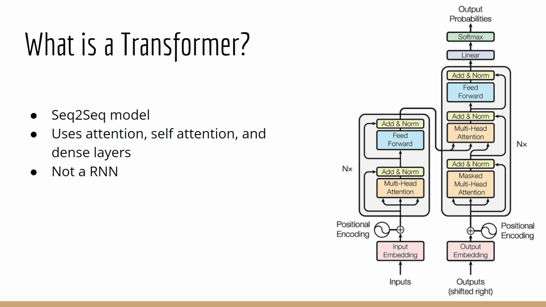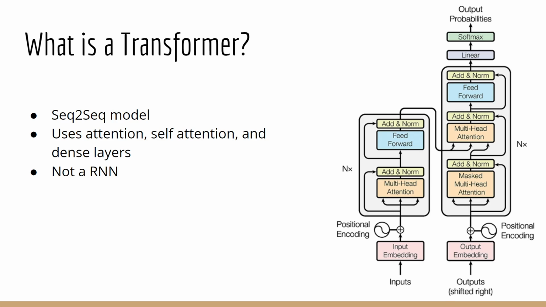To start, we need to understand what a transformer is. A transformer is a sequence-to-sequence model. It contains an encoder and a decoder. However, it is not an RNN. The transformer structure relies solely on using attention, self-attention, and dense layers. It does not need any recurrent connections or convolution.